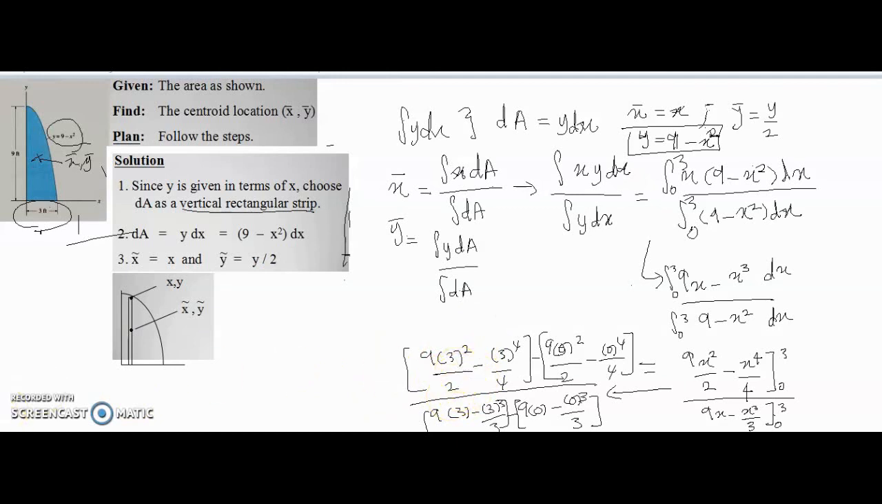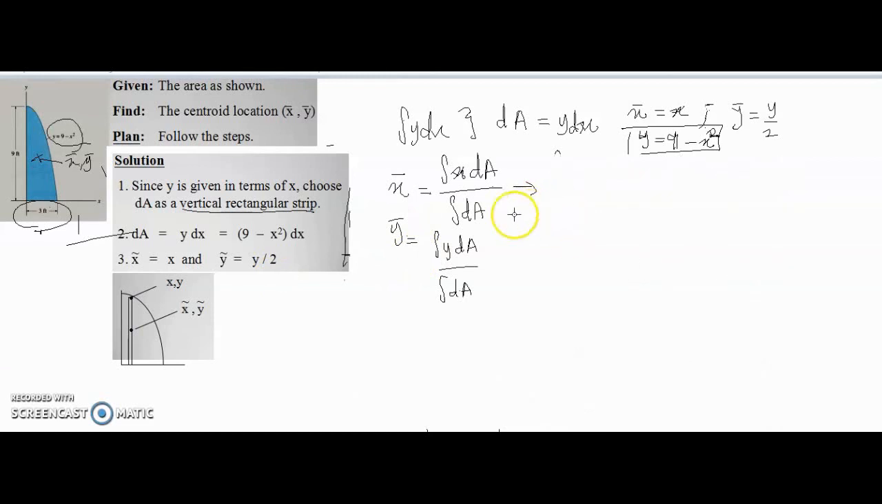Okay, so after you calculate, make sure you will get the answer is equal to 1.13 feet. So now you already solved the x bar, so you already know the location of x bar, and now we do the same thing for y bar. So your x bar here is equal to 1.13 feet. Okay, so now let's do for y bar.